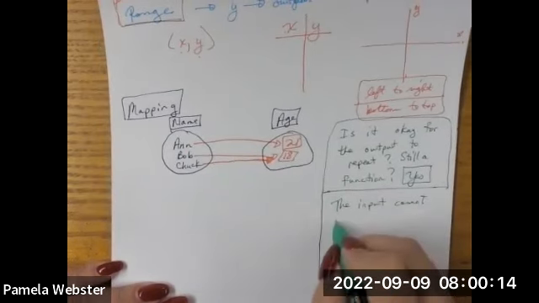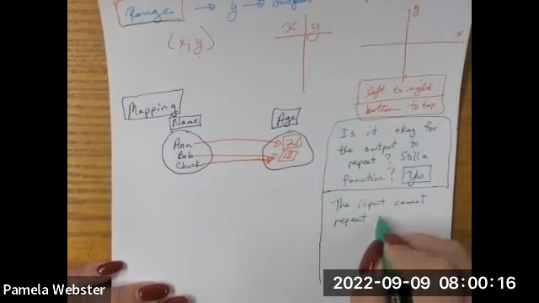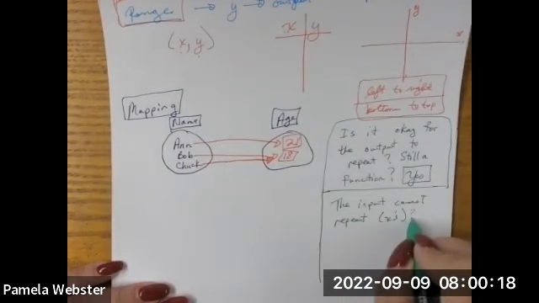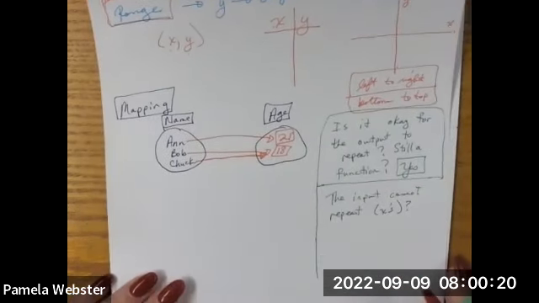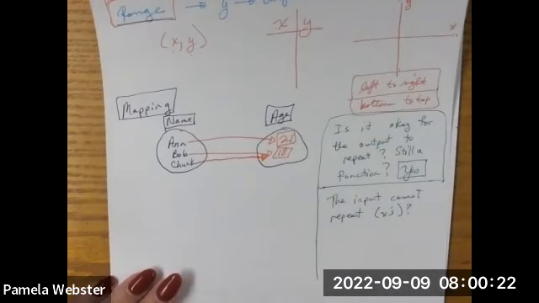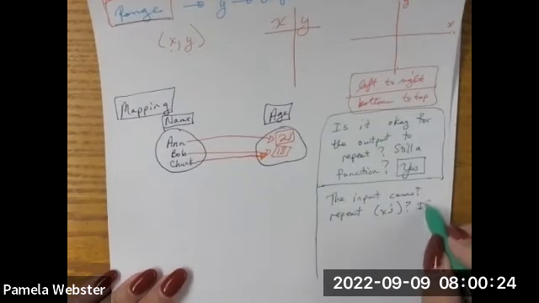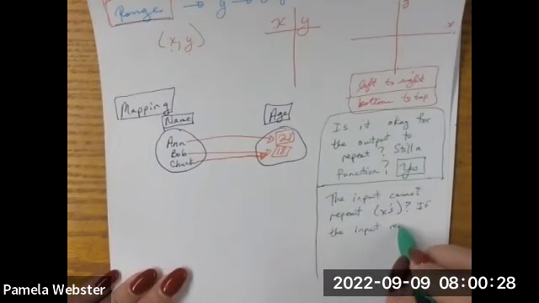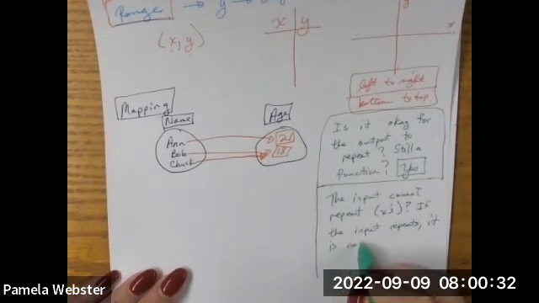And remember, most of the time, that's our X's, right? The input cannot repeat and still be a function. If the input repeats, it is not a function. Okay, that's what we're saying. So let's look at an example of that.